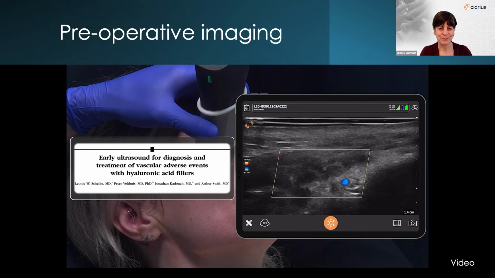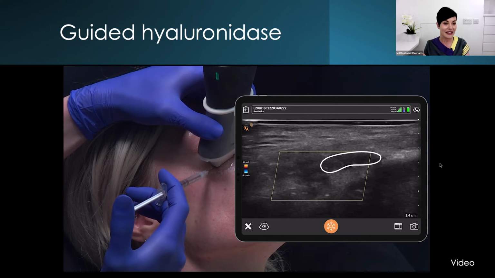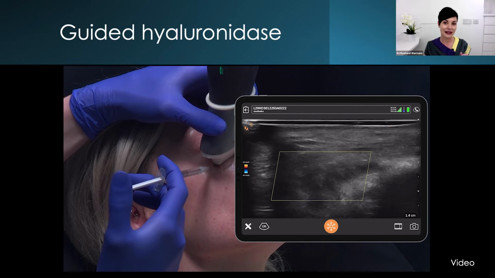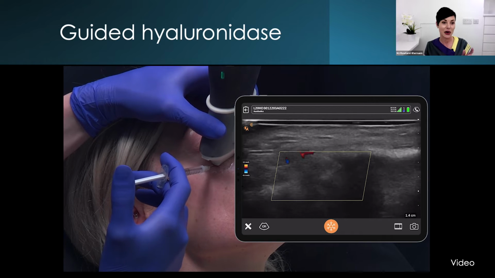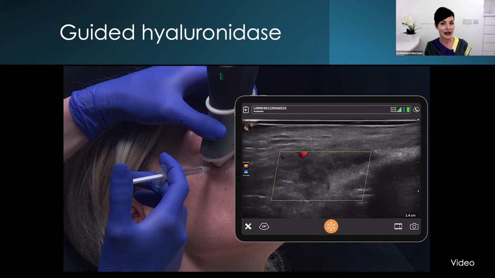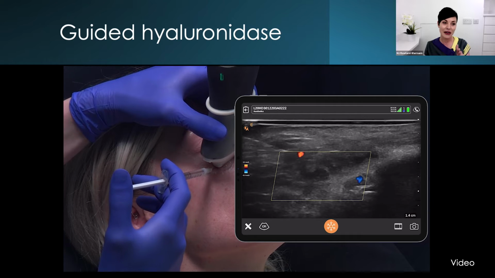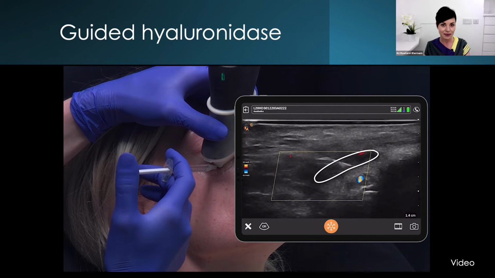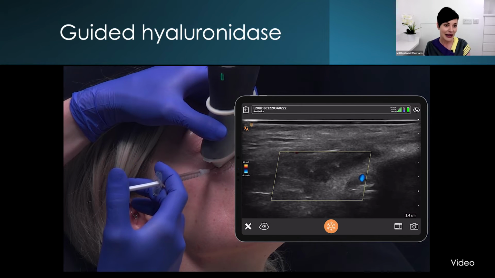Thank you. So once the filler has been identified, I can go ahead and dissolve it. And I use the so-called in-plane technique, where my needle is in line with the probe and I can see the needle advancing on the screen to get to the filler. This is the easiest way of visualizing the needle and allows you to see its path and correct it with any minor movements. Once I'm at the filler, I go ahead and I place the hyaluronidase.